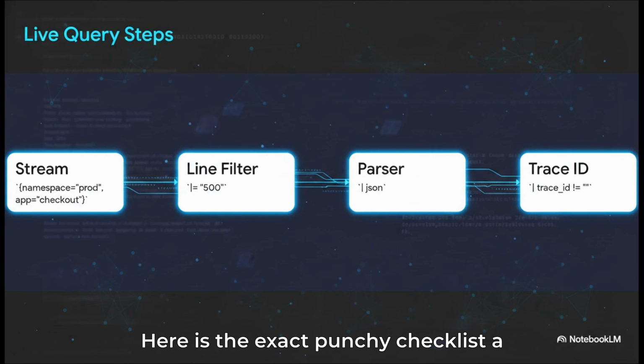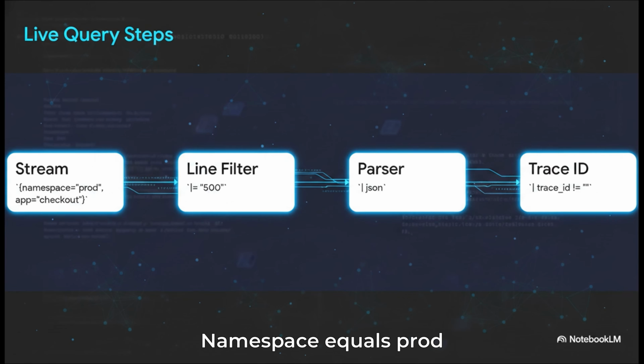Here is the exact punchy checklist a senior engineer uses. Step 1, isolate the app with stream selectors. Namespace equals prod, app equals checkout. Step 2, filter down to the exact errors. |= "500". Step 3, parse the data to extract structured fields, JSON. And step 4, extract specific value targets. Here, we specifically filter for logs that actually contain a trace ID. Trace ID not equal to empty.